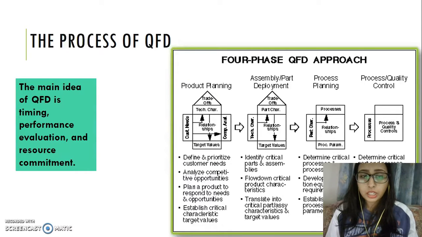In product planning, you basically define and prioritize the customer needs. In the assembly, you identify your critical parts in the assembly. In your process planning, you determine critical processes and process flow, and finally in quality control, you determine the critical part and process characteristics.